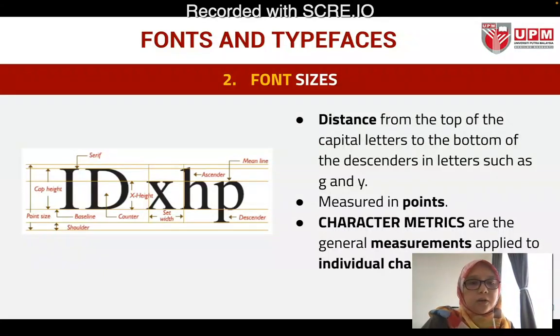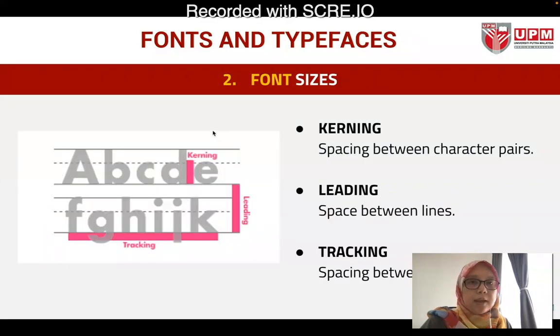Character metrics are the general measurements applied to individual characters. As you can see in this image, there are a few terminologies for each of the characters. Font sizes. We have 3 different terminologies in dealing with font sizes. We have kerning. It is the spacing between character pairs. For example, between the character D and character E, we call that kerning.